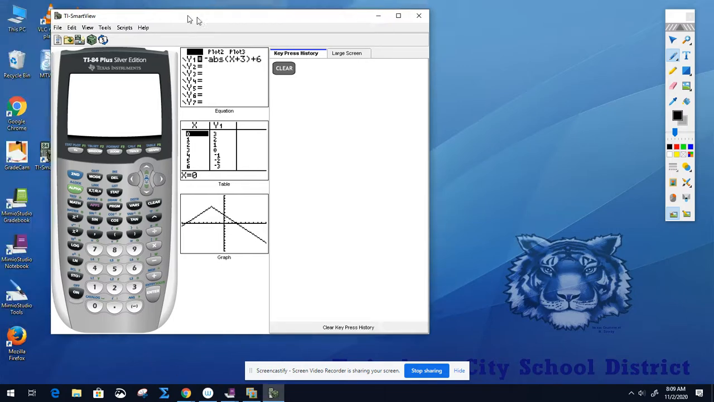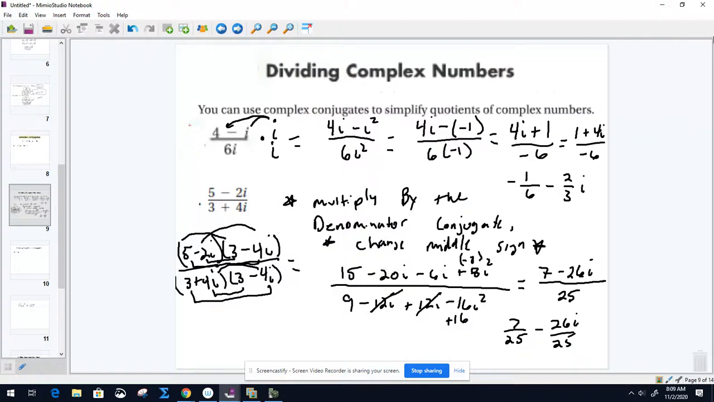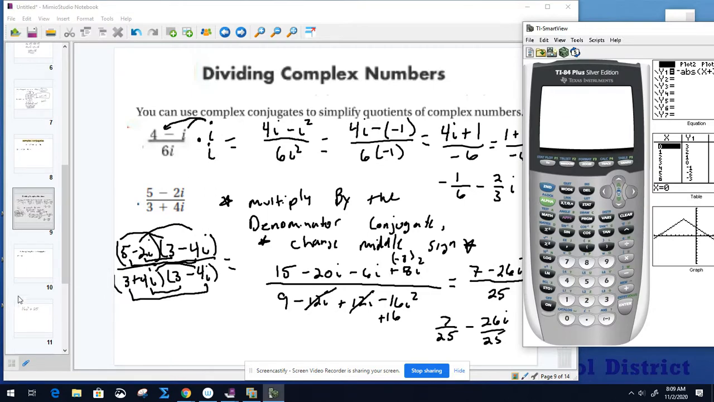But if I have this problem, let me minimize this so you can see my calculator. I literally just put in 5 minus 2i. I always put the complex number in parentheses, 5 minus 2, and then the little i is right here. You have to hit second, and then you have to go to the alphabet, which is i right here.